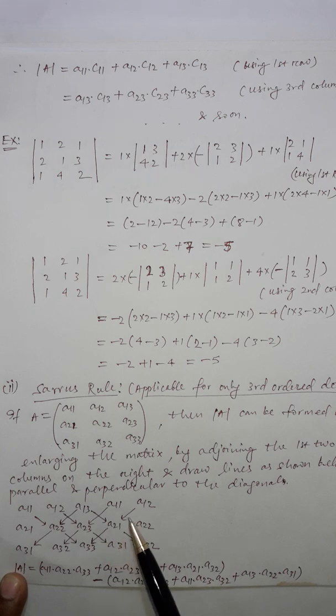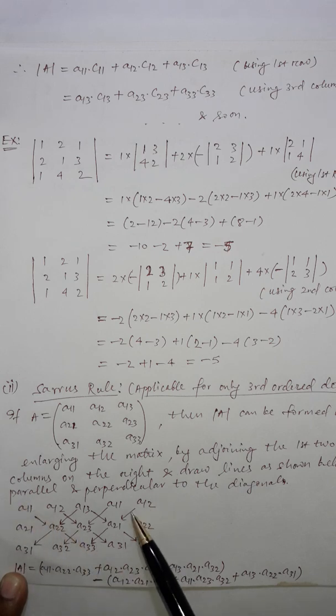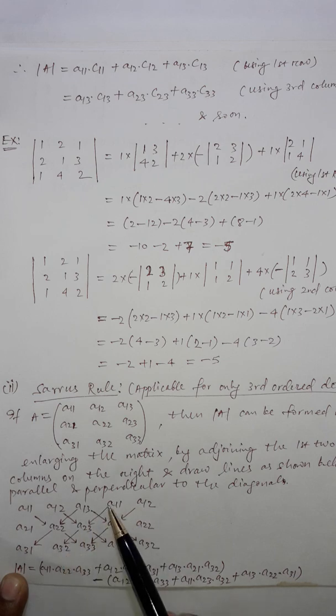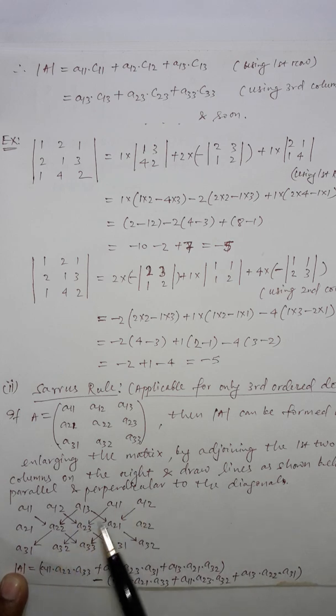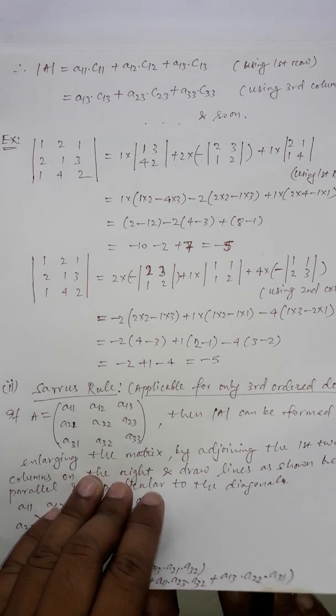Then you repeat the same process from the top right corner. You have done this from the top left corner; now you repeat it from the top right corner, where the element is A12. From here you move diagonally, multiply 3 elements, and parallelly you multiply 3 elements, add them together, and this right side product total you subtract from the left side product total. That is nothing but Sarrus' rule, which is very easy to calculate.